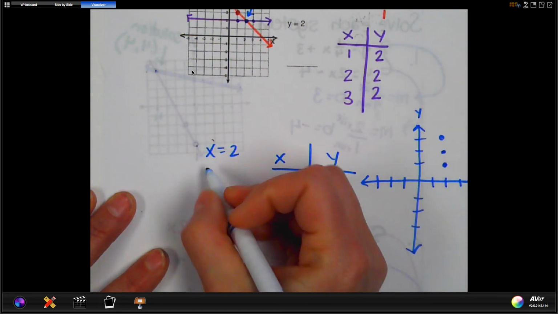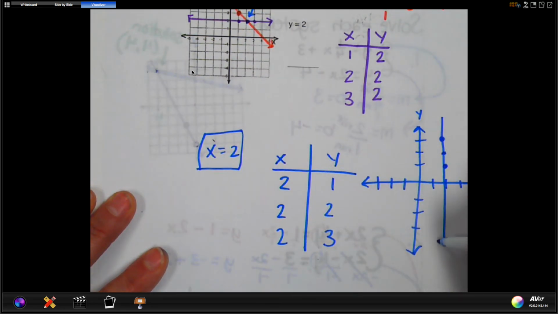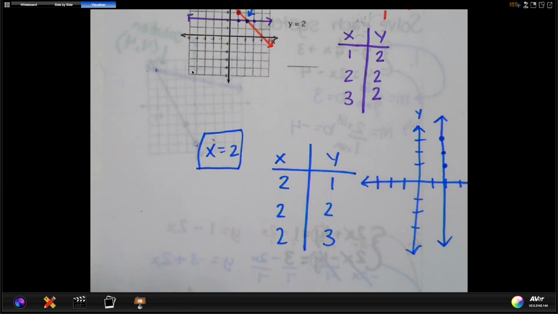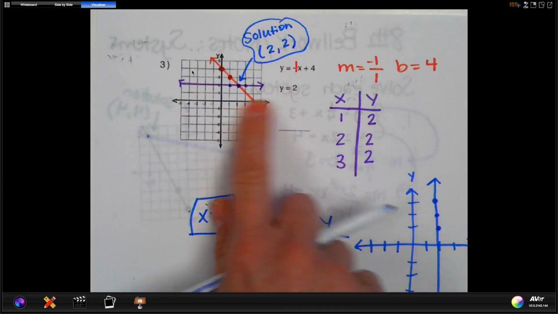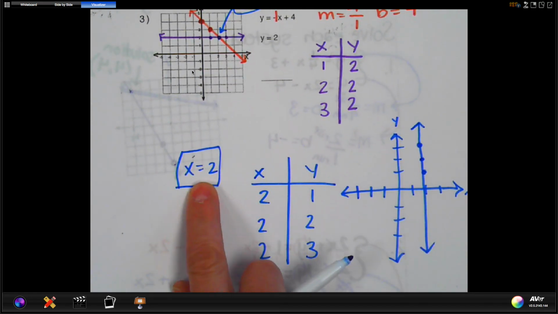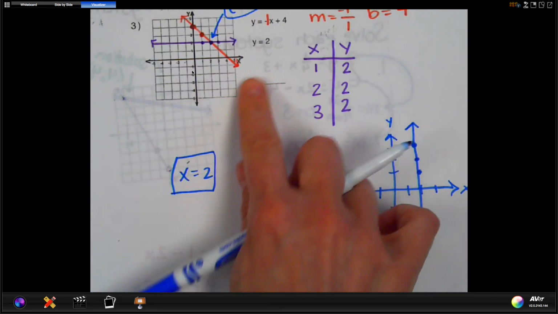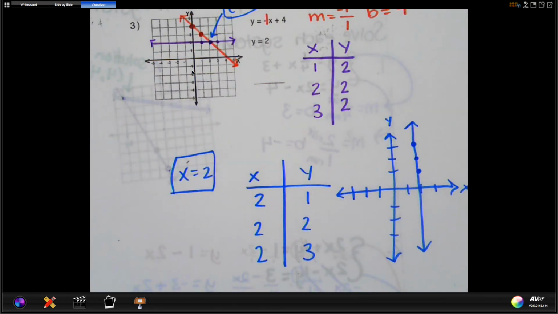And so if you get x equal a number as one of your equations, it's going to make a vertical line, up and down. And if you get y equal a number, you get a horizontal line. Okay, hopefully you find that helpful.